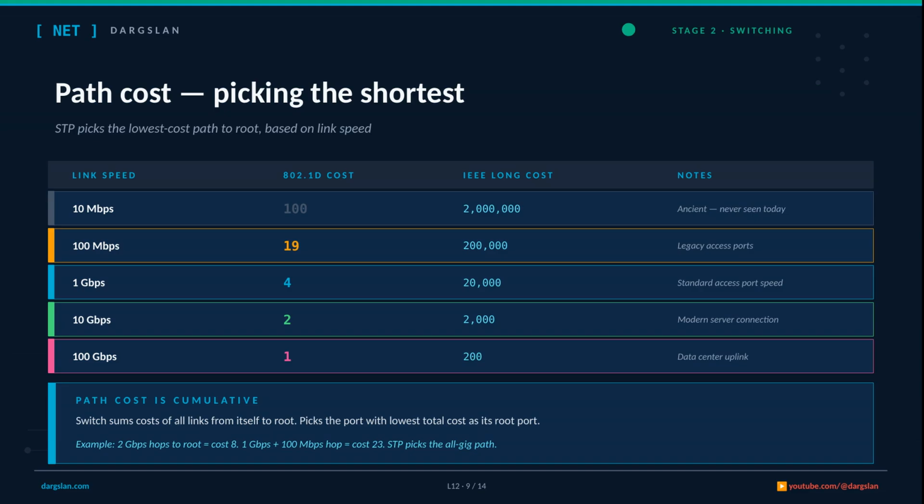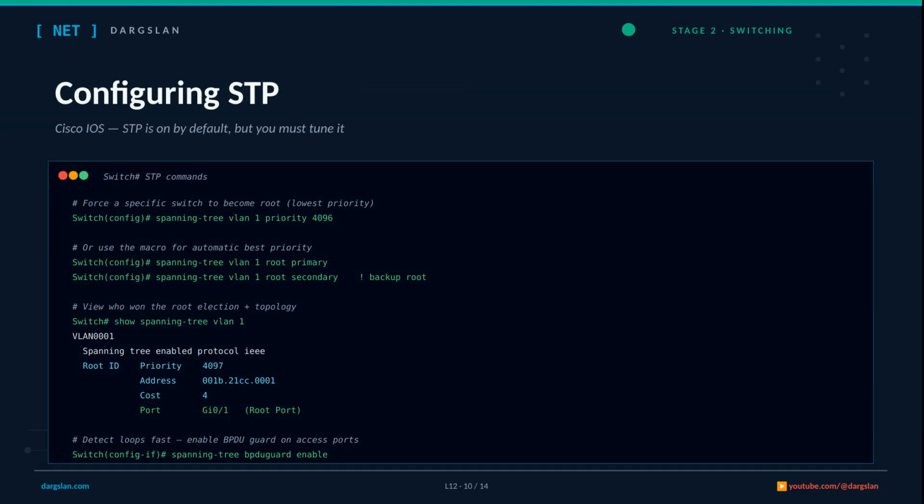The key idea is that cost is cumulative. A switch adds up every hop between itself and the root, and whichever port gives the smallest total wins root port. So 2 gigabit hops at cost 8 beats a 1 gig plus 100 meg path at cost 23 every time. Now on a Cisco switch, STP is already running the moment you plug things in.